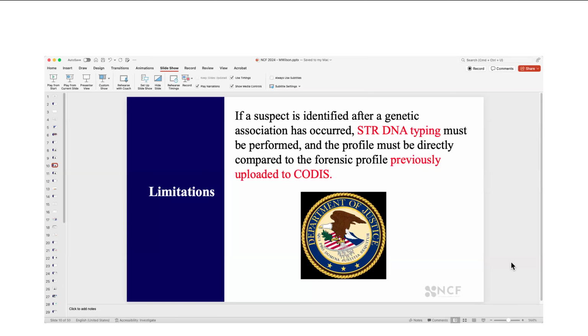And there's a lot of CODIS uploads that do not result in matches. So some of these cases are considered dead ends or cold cases, but the DOJ expects that the profiles are uploaded to CODIS to make sure that there's no match there before embarking on genealogy.